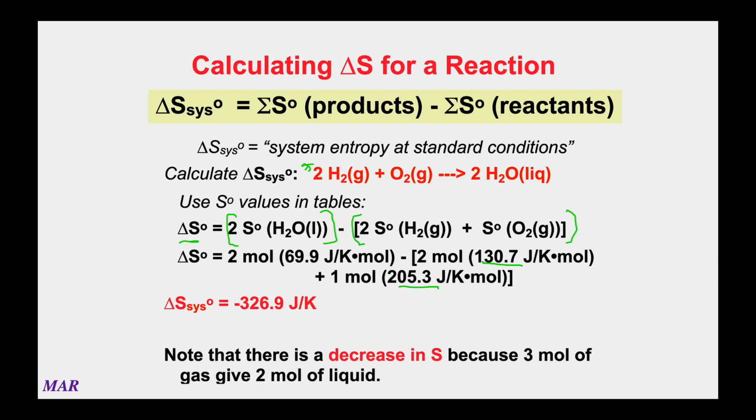So what this says is there's a decrease in entropy for this reaction. And if you think about why that's the case, you can see why too. We have 3 moles of gas going to 2 moles of liquid. So first of all, entropy is always higher for gases than it is for liquids. So turning gases into liquids, entropy doesn't like it. Also, we have 3 moles going to 2 moles, and 3 moles of reactant is more disorder than the 2 moles of product.